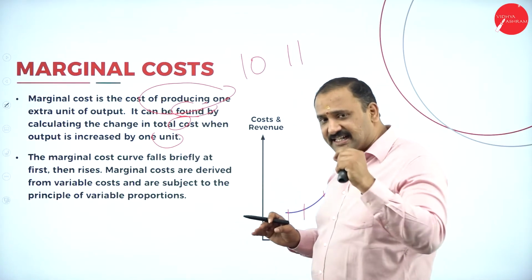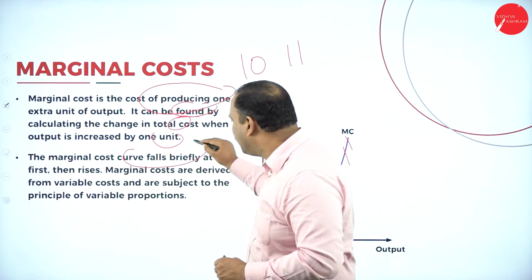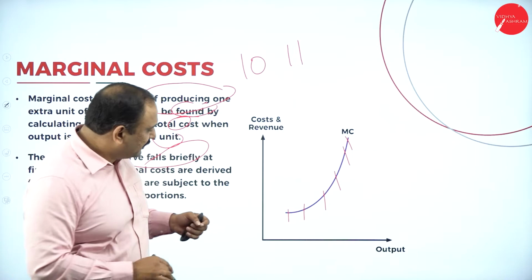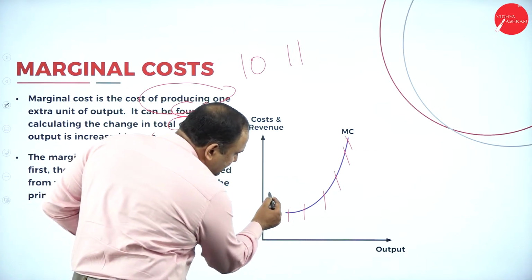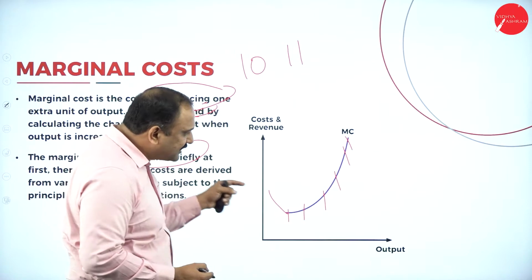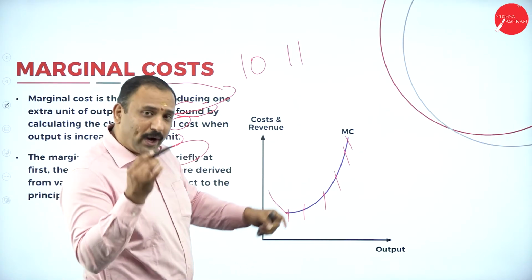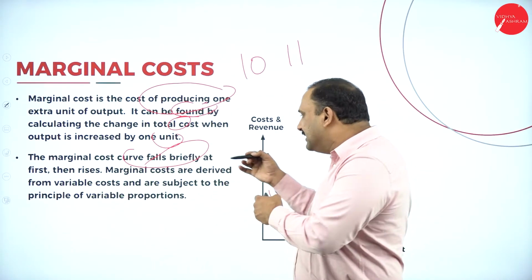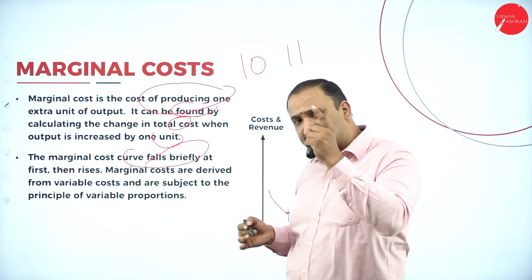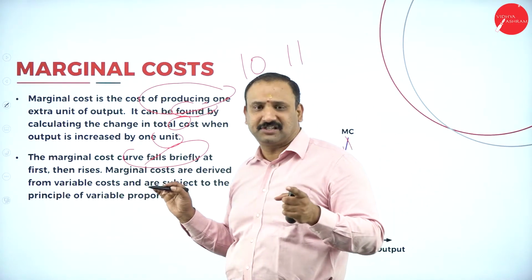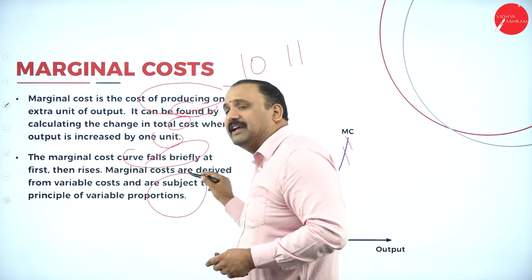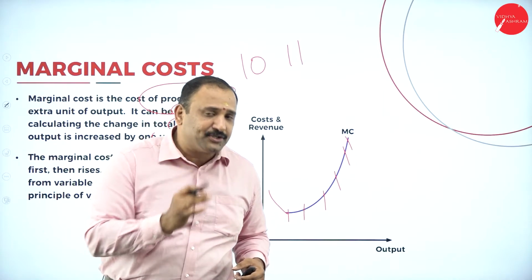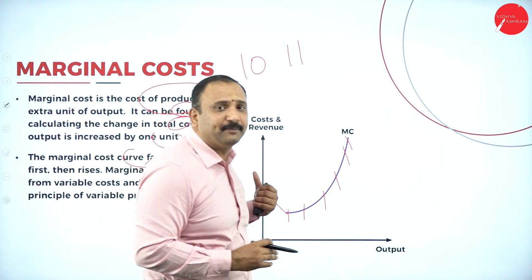That is where marginal cost comes into the picture, which is a very, very important concept for all of us to understand. The next thing is that the marginal cost curve falls briefly first and then rises. That is quite true. Why? Because if you see here, initially the marginal cost would fall down like this and slowly it starts increasing. Why does this happen? When you start producing, the variable factors are involved. Marginal cost comes from the variable cost and not from the fixed cost, and it is subject to the principle of variable proportions. So if you ask me what marginal cost is associated with, it is associated with the variable cost.